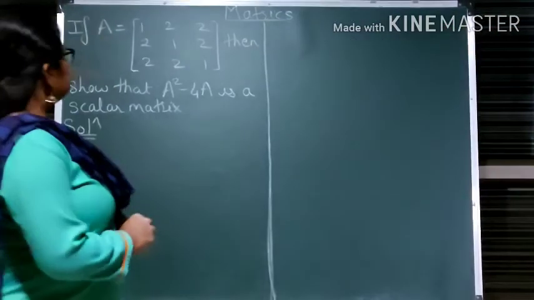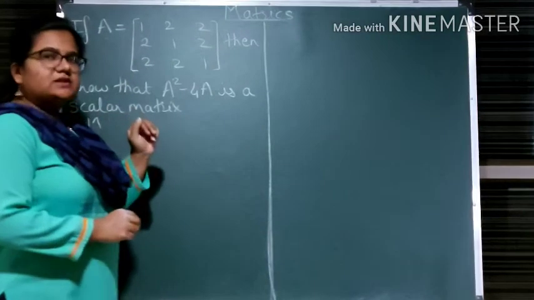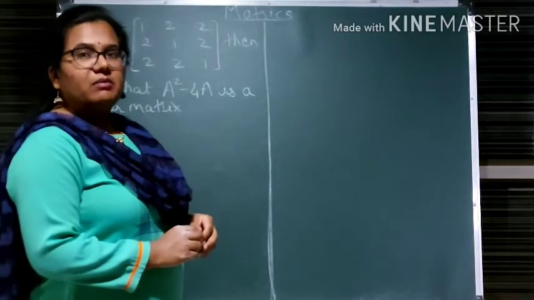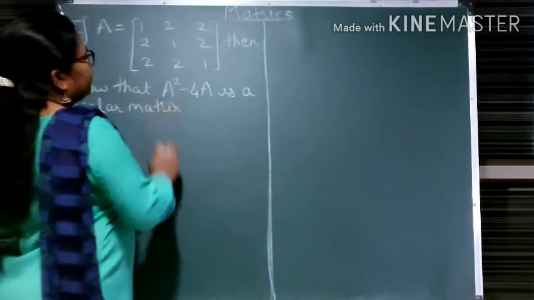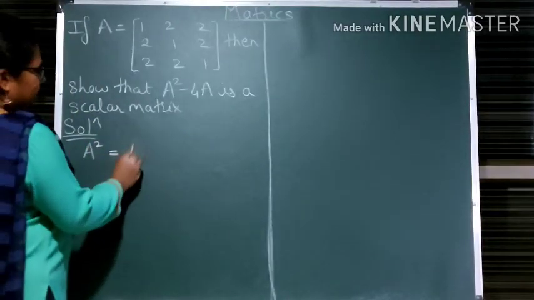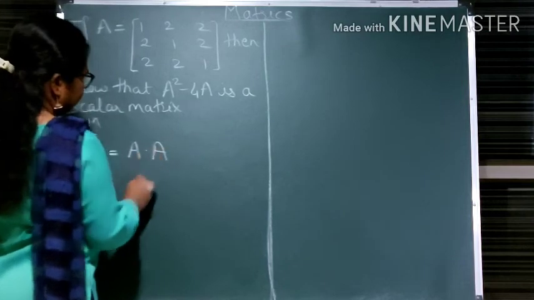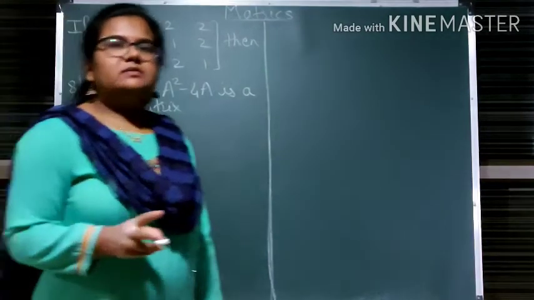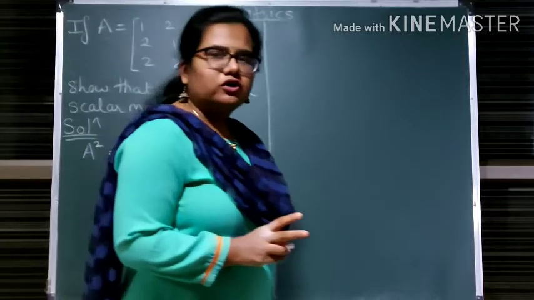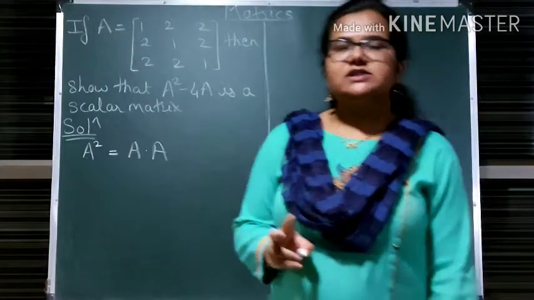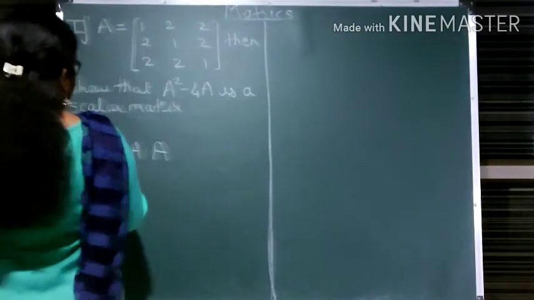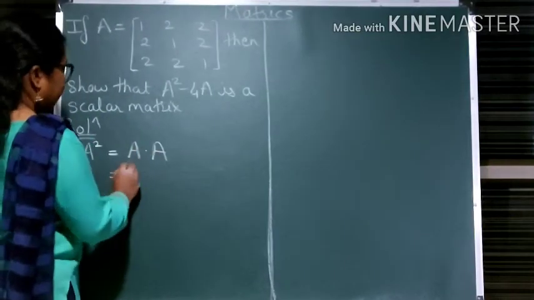Okay? So our next example is matrix A is given to us. We have to show that A square minus 4 into A is a scalar matrix. Okay? So first we will find out what is A square. A square means A into A. So we have to multiply the matrix A 2 times, then we will get the value of A square. There is one property, last property I had taught you all, A raised to n. If n is a positive integer, then we can multiply A that many times. Here we are using that property, A square is A into A.